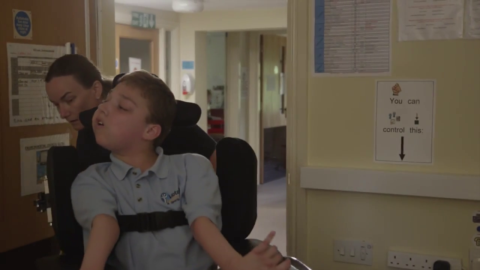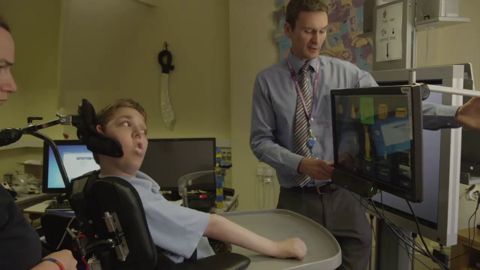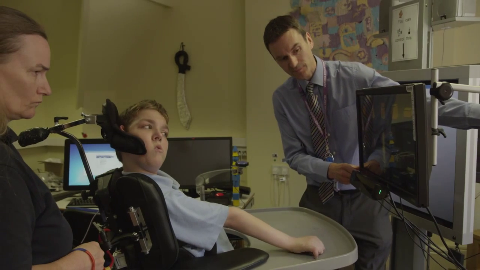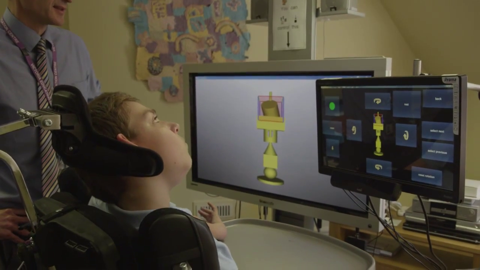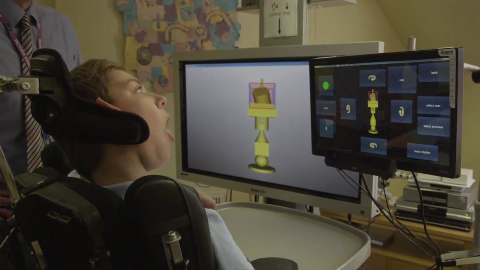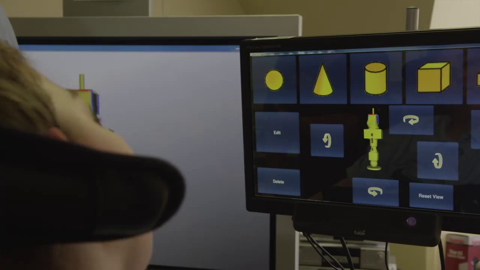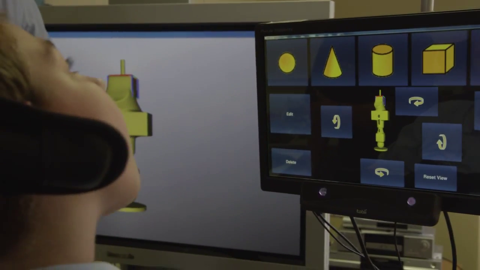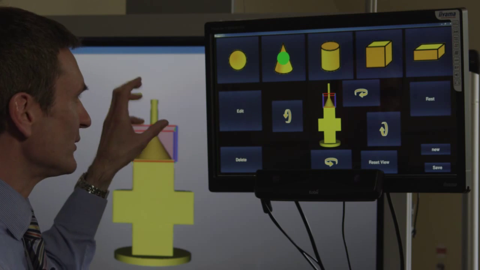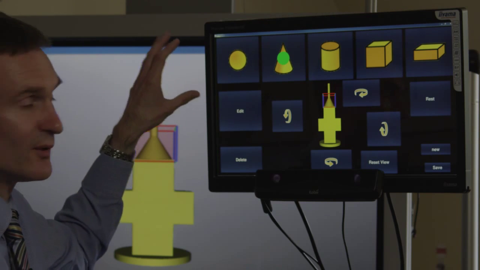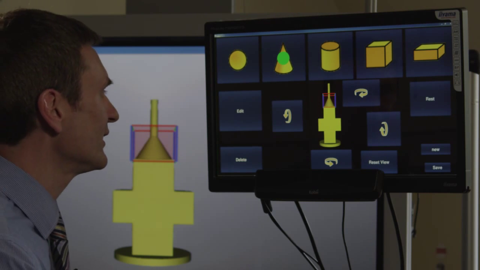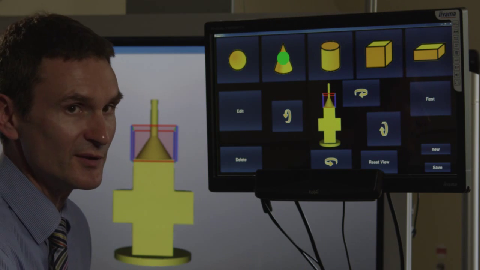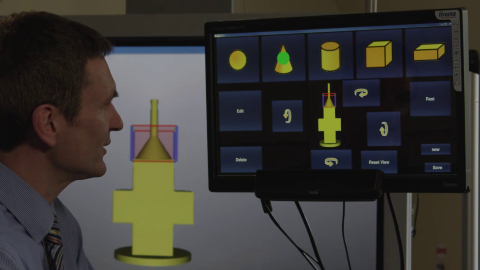This is the Shiva software set up for somebody who uses an eye gaze system. So here we've got an eye gaze unit. This tracks the eyes of the person using the software. The cells that they need to access are larger, so they're a larger target, easier to hit. It's a more simplified layout.